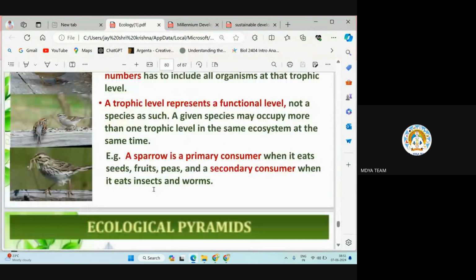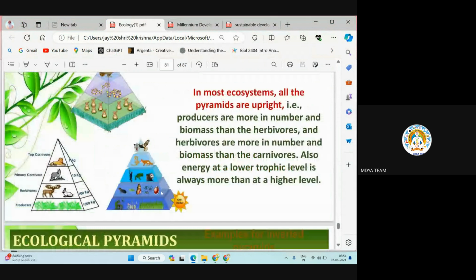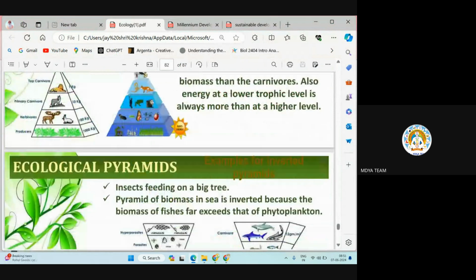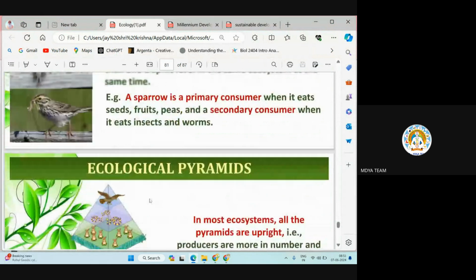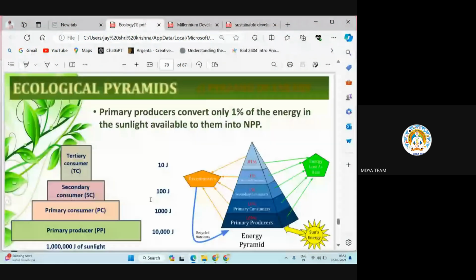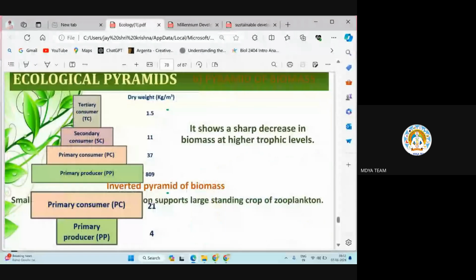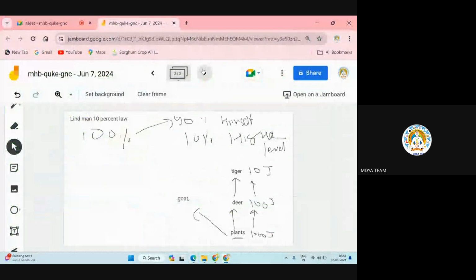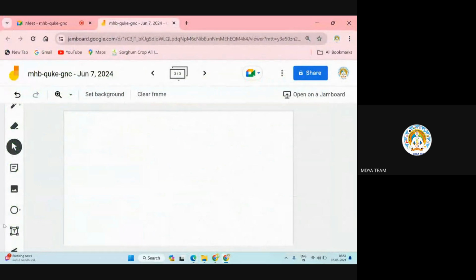Just a minute. So pyramid of energy, biomass, and pyramid of numbers.